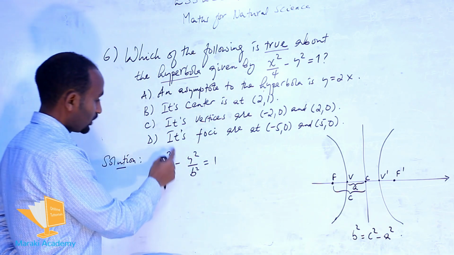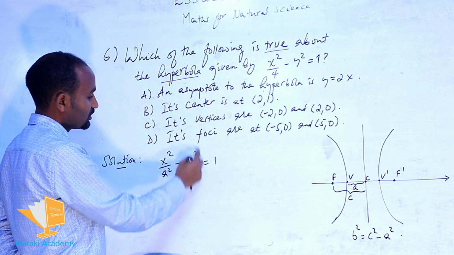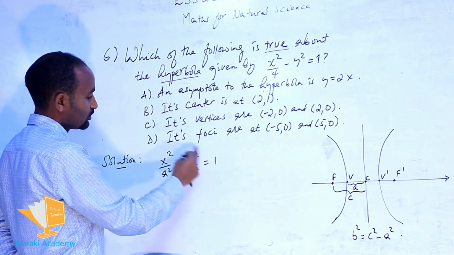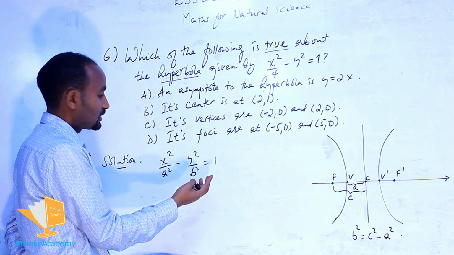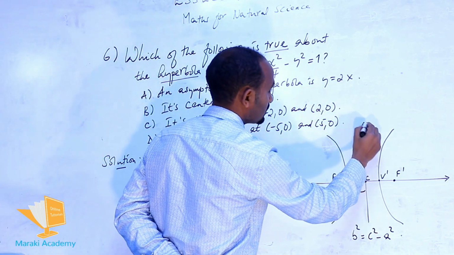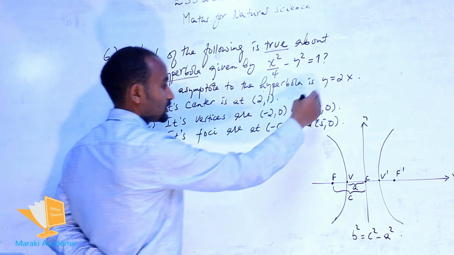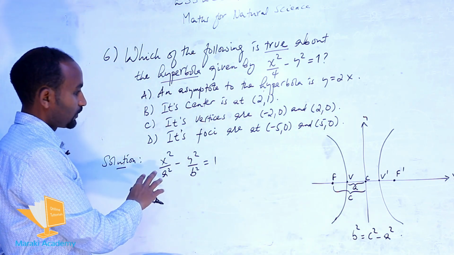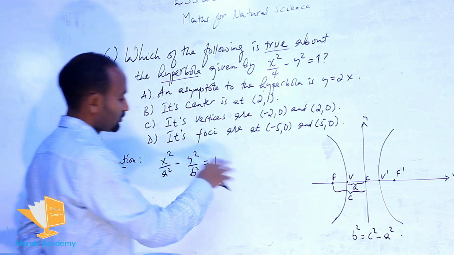Why? Because when x is 0, this value is negative. When we set x to 0, this value becomes negative, and a negative value cannot equal 1. So we have no y-intercept, which means the graph does not cross the y axis. This is the y axis and this is the x axis.